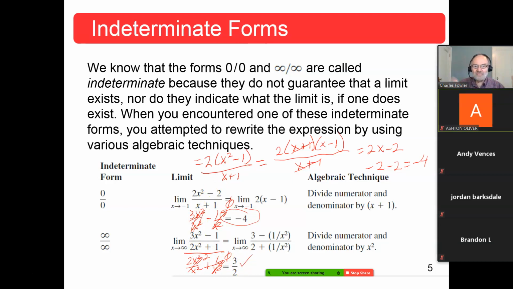Okay? So there are the techniques that we have. Simplifying your expressions using simple algebraic techniques. One of them factoring, one of them multiplying by least common denominator in the numerator and the denominator, or actually dividing by the least common denominator. Well, dividing by the maximum power. Okay, that's a better way of saying it.